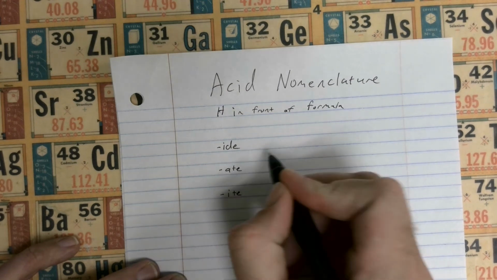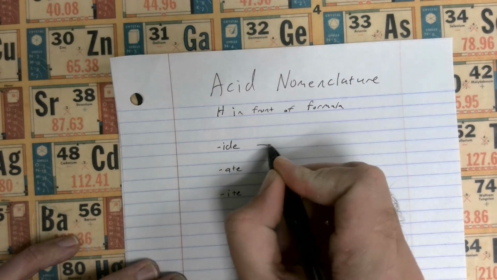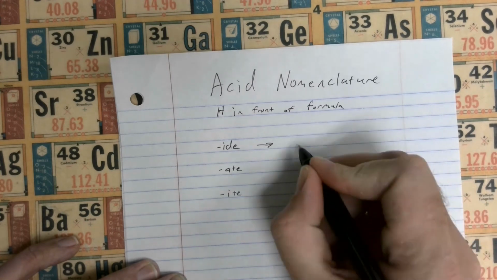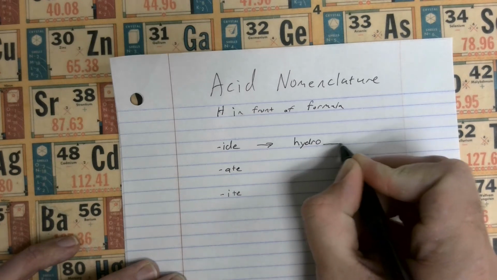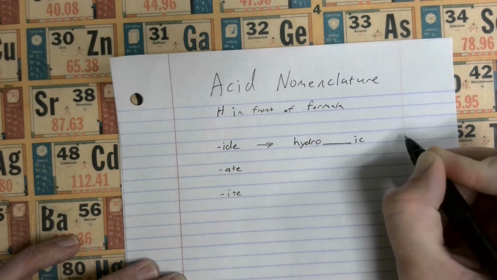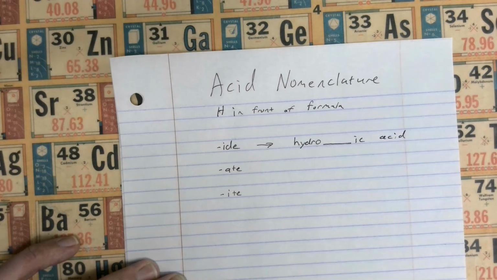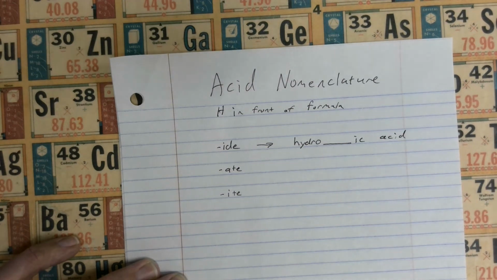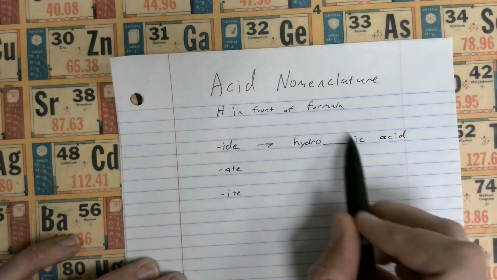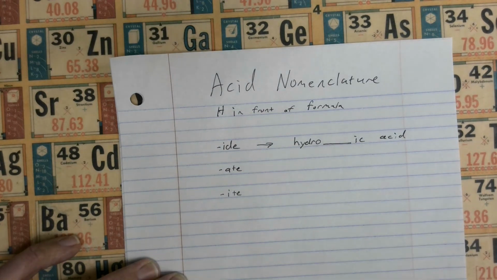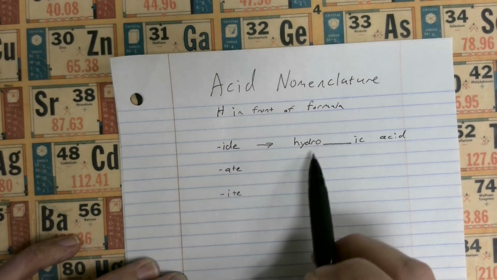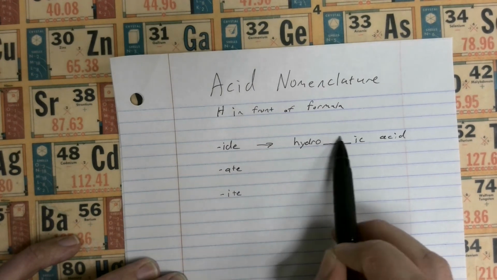If it ends in "ide," we will name it hydro blank ic acid. So it will be hydrochloric acid. The blank is what element we're talking about. Hydrochloric acid, hydrobromic acid, hydrofluoric acid, a lot of different ones, but those all end in "ide," and we always name them hydro blank ic acid.